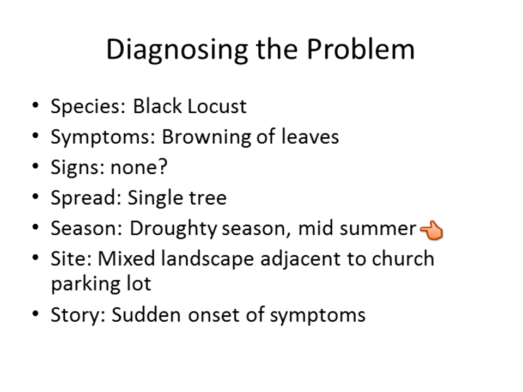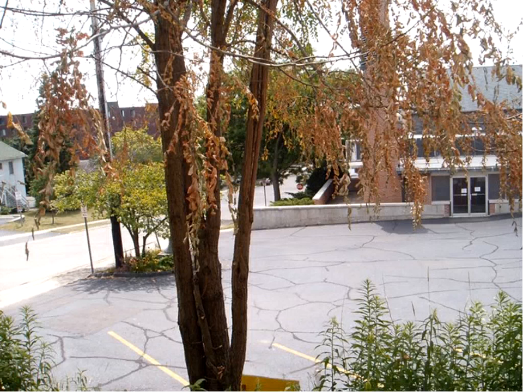And this was a number of years ago during a really hot, dry spell, probably even worse than this past summer for heat. It was a mixed landscape, and it was adjacent to a parking lot. So that parking lot may have had a factor to it, so we had to note that. And the story was this appeared overnight. One day the tree was fine. The next day the tree looked horrible.